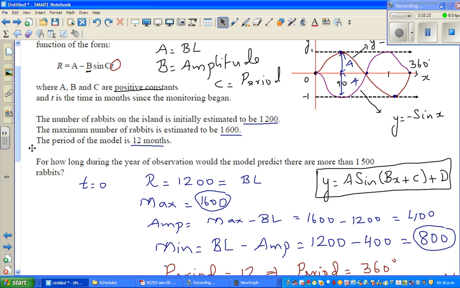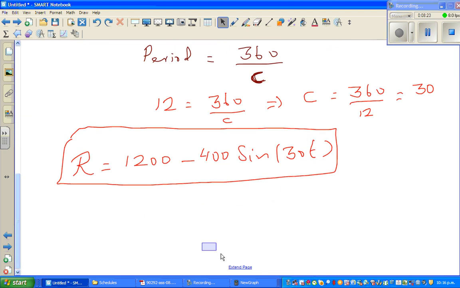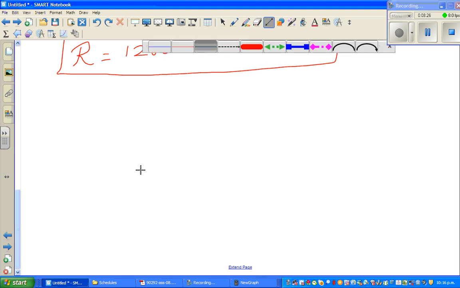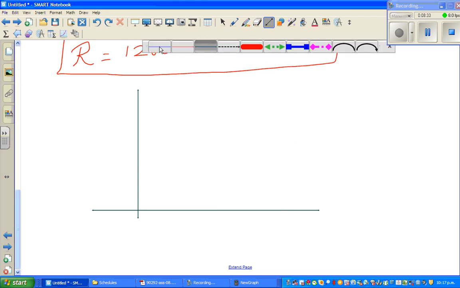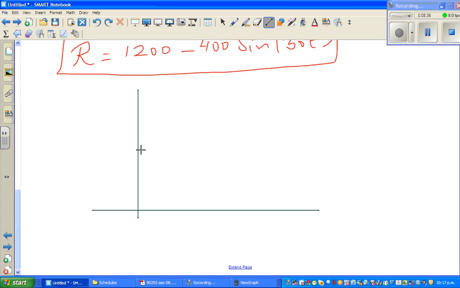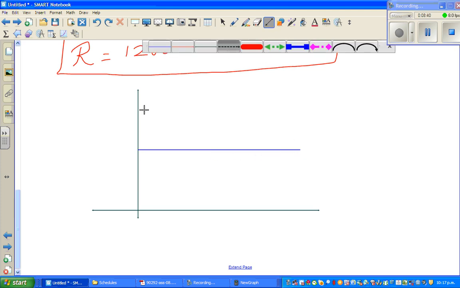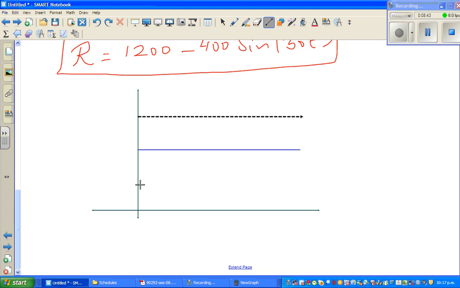1500 rabbits? So let's draw the curve. It's always good to draw the graph. So this is your y-axis, this is your x-axis. What's your baseline? The baseline is 1200. So this is 1200, this is your maximum, and this is your minimum. On your y-axis, this is R, number of rabbits, and this is time, t. You have a period of 12 months, so this is 0, this is 12 months, so half of 12 months is 6 months, 3 months, and 9 months.